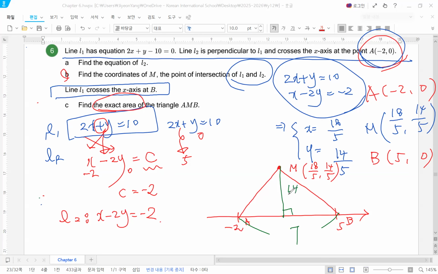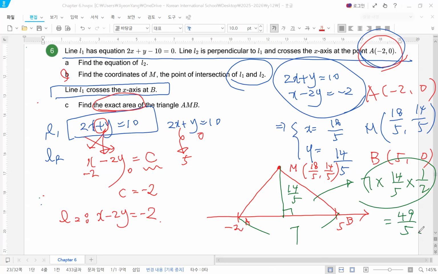14 over 5, because guys, it's on the x-axis. The base is on the x-axis, so the height should be the coordinate of y1. Understand? Therefore, how can you find the area of the triangle? Base times height divided by 2. So if you calculate this one, it's going to be 49 over 5. This is the answer.